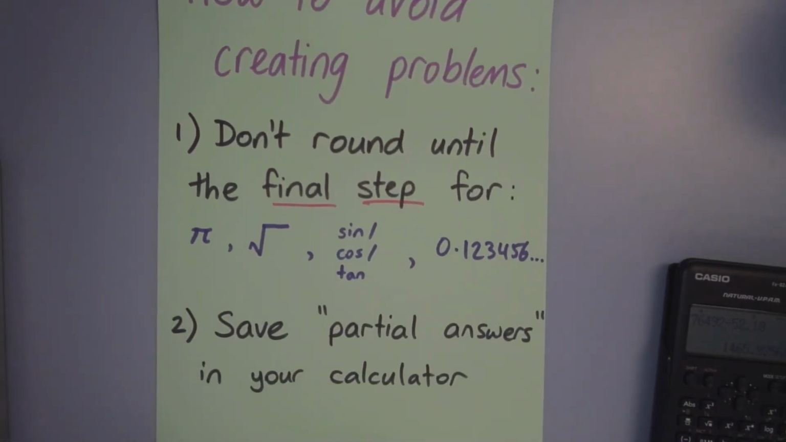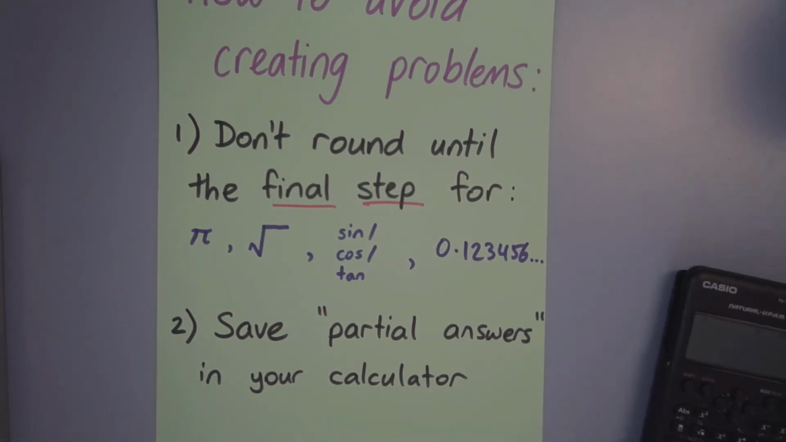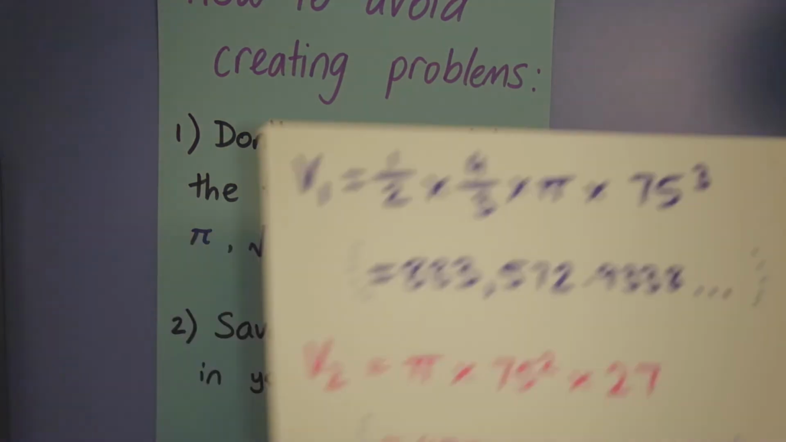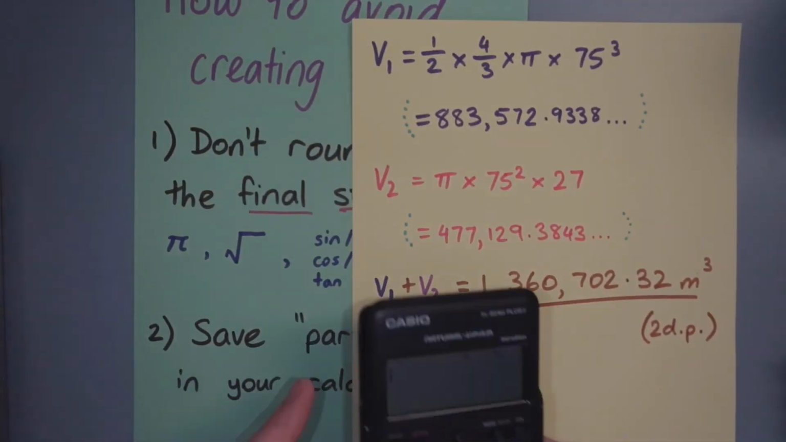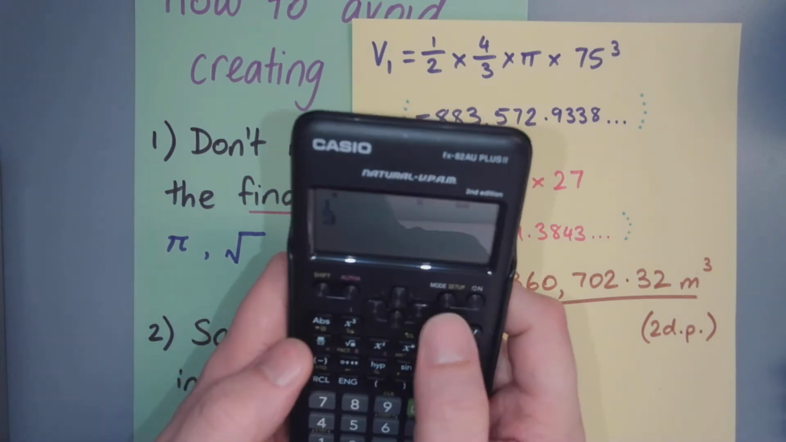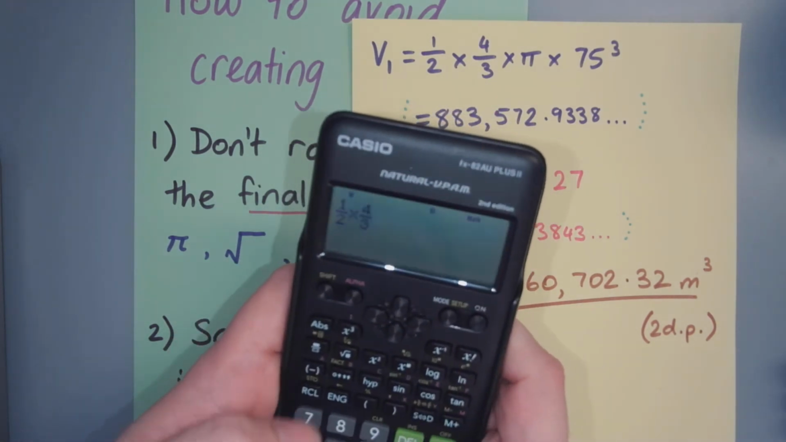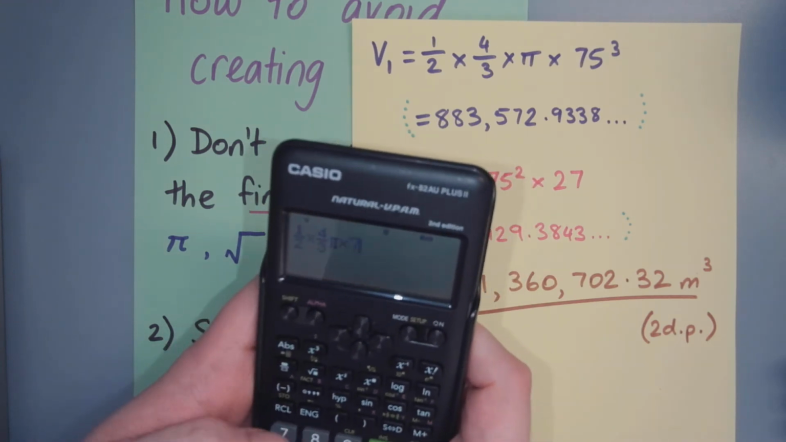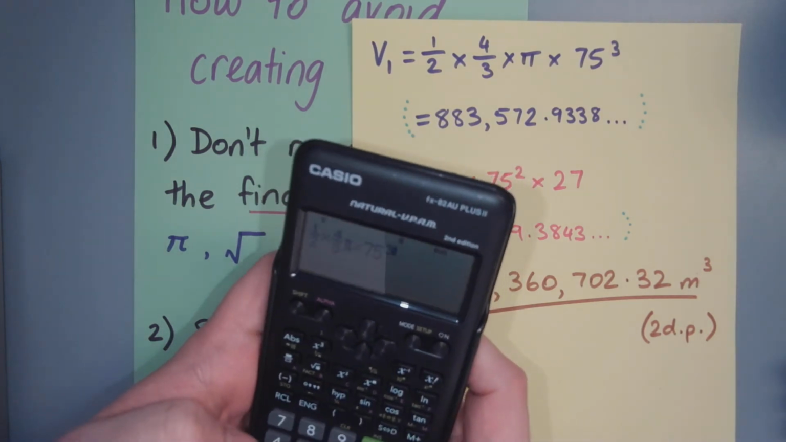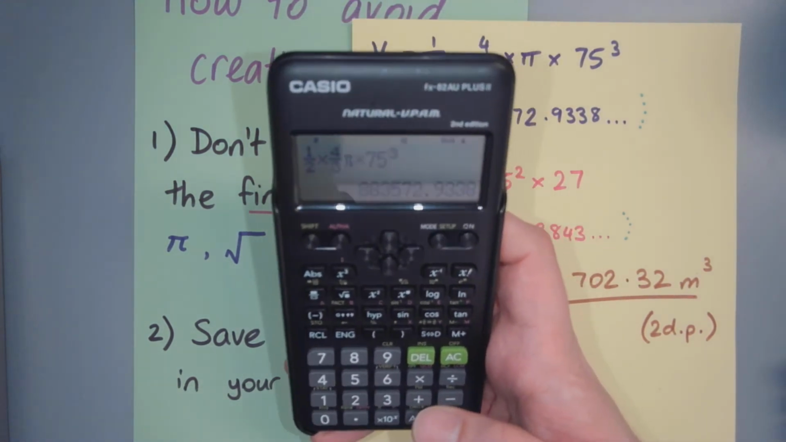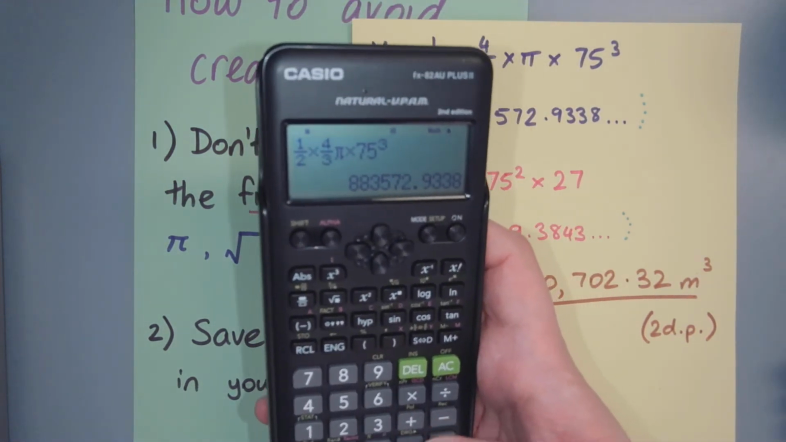The other way to avoid problems is to save partial answers into your calculator. Let me show you how to do that. I'll show you using this example here. So if I've got a half times 4/3 times pi times 75 cubed. So that's given me an answer. I'm trying to get a good angle here, sorry. That's given me an answer.